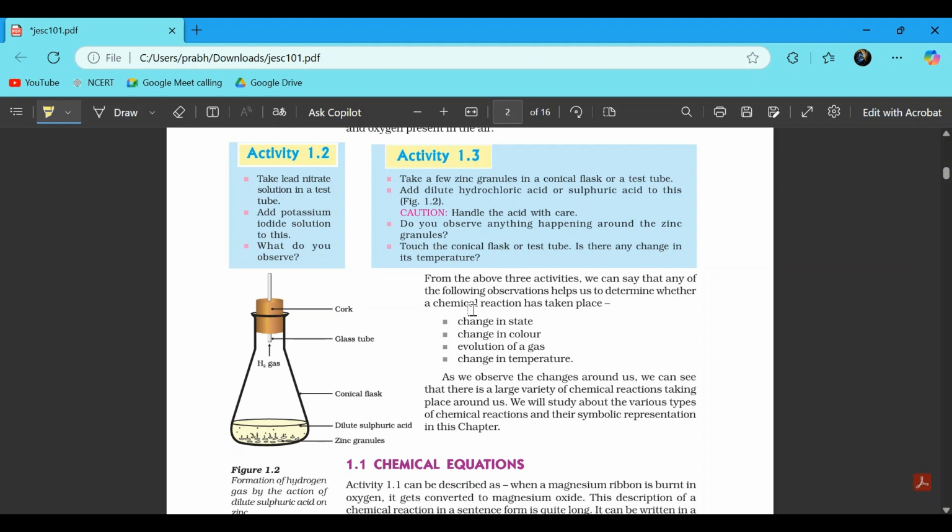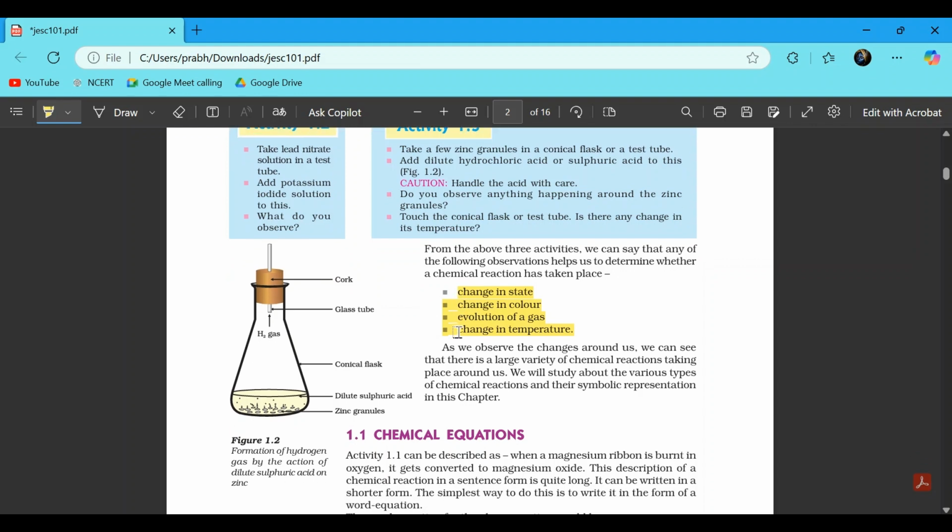These are the things that happen, so if a question comes, what happens when a chemical reaction takes place, you have to write all these things: change in state takes place, change in color takes place, evolution of gas, change in temperature. So remember these 4 points that you have to write.